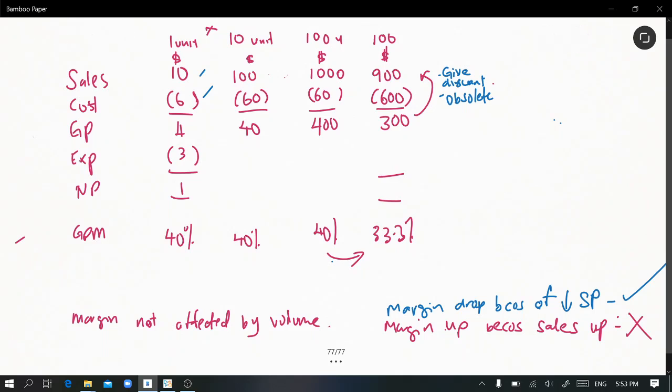Another example, 100 units, selling price is the same, one unit $10, the cost is 500. Okay, for 1000 units it will be 10,000, cost 5,800, and now it is 4,200. What is my margin? Margin is 42%. Why increase?